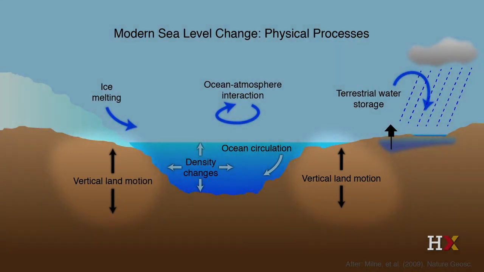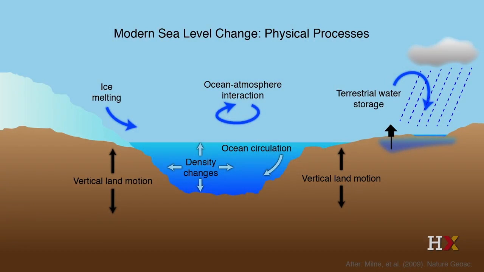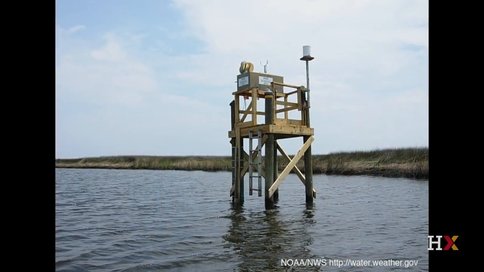And then you can actually change global sea level if you change the amount of groundwater that you pump out of the earth and dump into rivers and streams that ultimately run off into the ocean. So there are many different factors that affect sea level change, and we're going to take a look at some of these in a historical context.